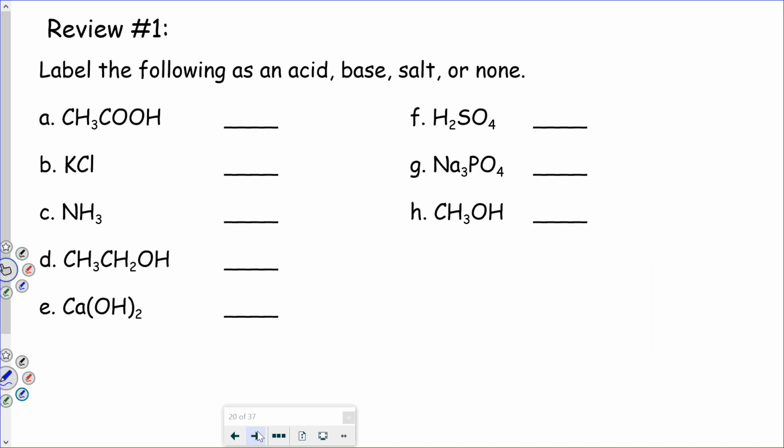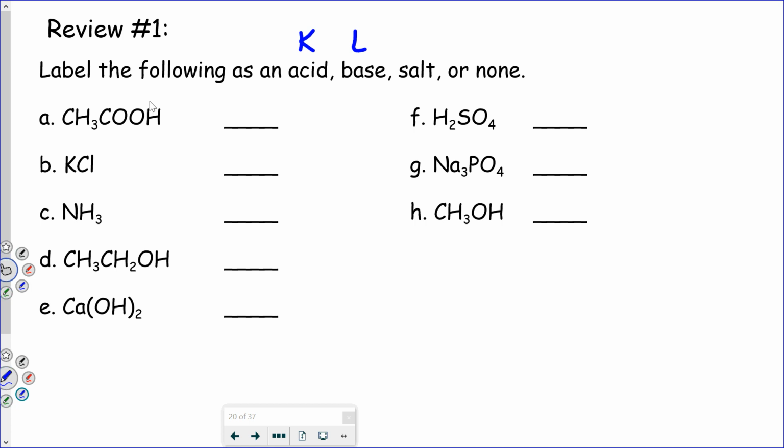So blank sheet of paper, you want your reference table out. Remember, Table K lists your acids. Table L lists your common bases. Use those to help you identify. If they're not on Table K and not on Table L, it's either a salt, meaning metal and nonmetal, or metal and polyatomic, or none. When I mean none, I mean it's organic, like a ketone, an alcohol, something like that. So pause the video, answer these questions.